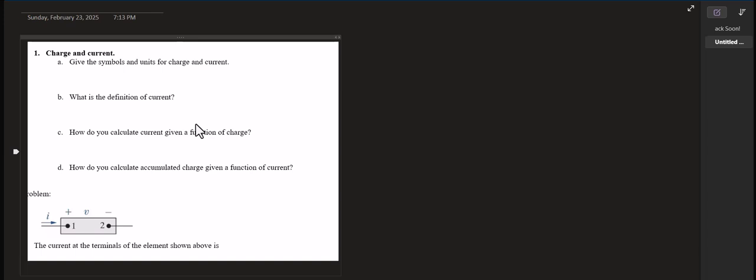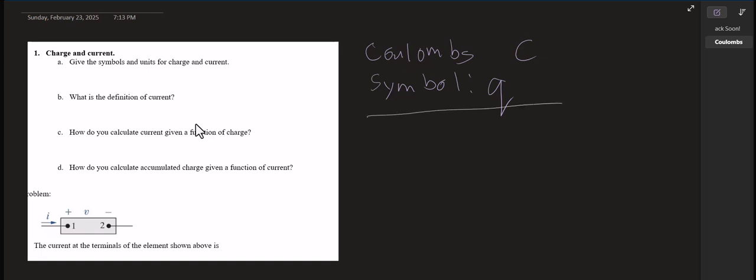So symbols and units for charge, what would that be? C, it's a coulomb. So we've got coulombs. That is the abbreviation, but it's usually not the symbol we use for charge. The symbol we use for charge is Q. So for charge, it's Q, and units are coulombs, and current is I, measured in amps or milliamps.